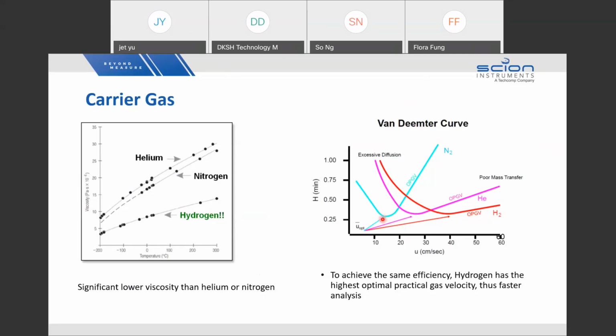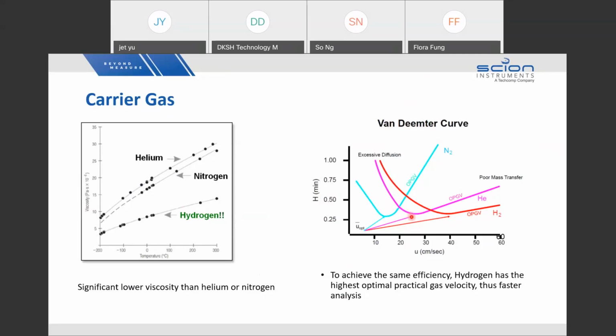If you go higher, more than about 20, then the separation efficiency is reduced. This is not the direction we want to see. We always want the highest efficiency, but faster. Now you look at helium. Helium is better than nitrogen. It's 25, so this range, 25 plus or minus, is the working range for helium as a carrier gas.